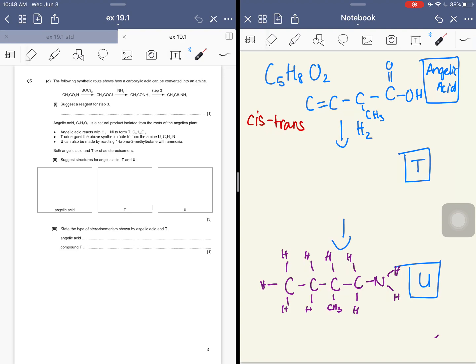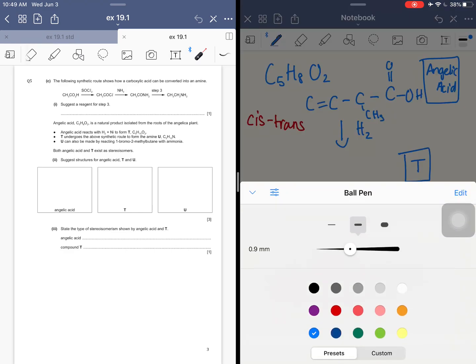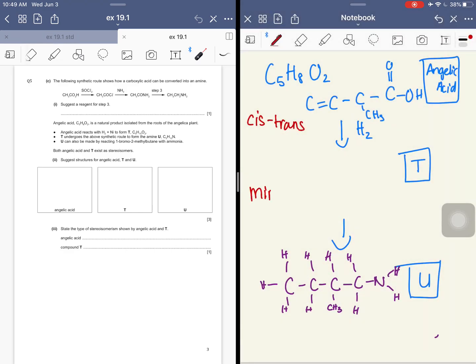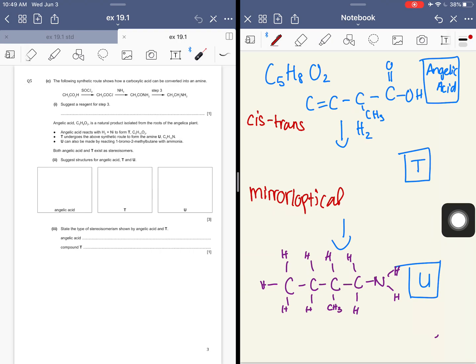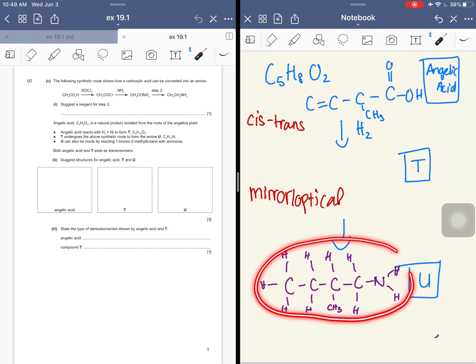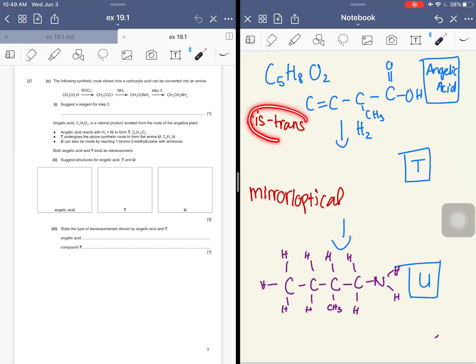So if there is no double bond in T, the only stereoisomers you can have are mirror or optical isomers. Okay, so that's my hint for you. Your angelic acid, the only confirmed structure at the moment is structure U. Structure of angelic acid is not correct yet, because you have to find the position of the double bond that gives the angelic acid the cis-trans molecule.